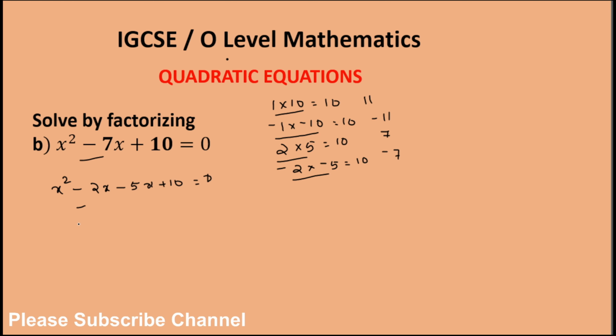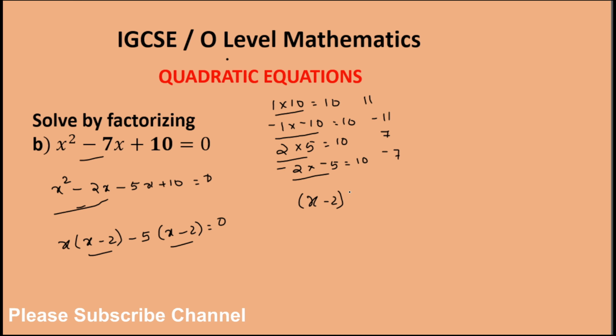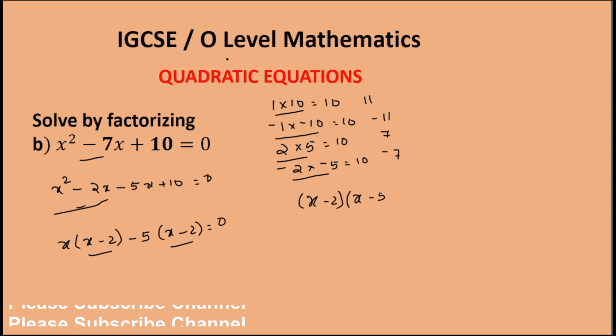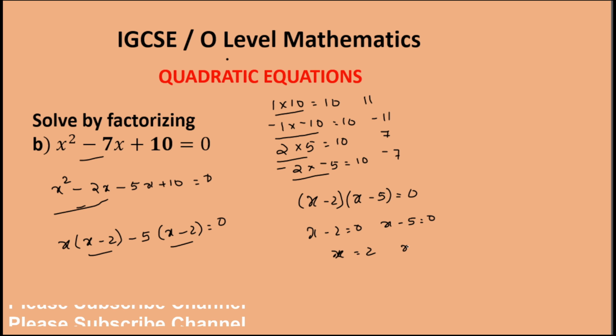From these two, we take common x into x minus 2, and again take common minus 5 into x minus 2, since 10 divided by minus 5 is minus 2, equal to 0. From here we again take x minus 2 as the common factor. Then x minus 2 into x minus 5 is equal to 0. When two numbers are multiplied and we get 0, that means x minus 2 is equal to 0 and x minus 5 is equal to 0. So x is equal to 2 and x is equal to 5. So for a quadratic equation, we get two values. Clear?